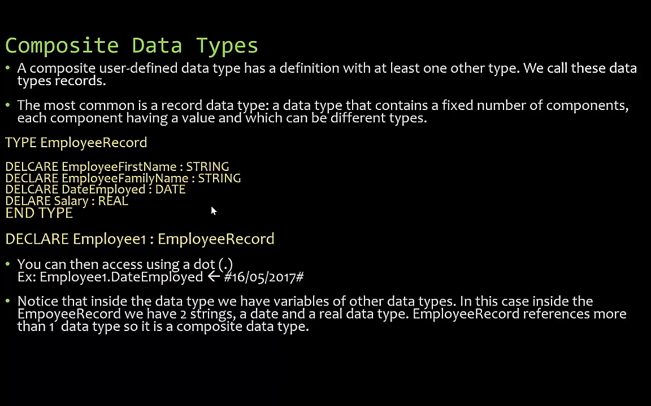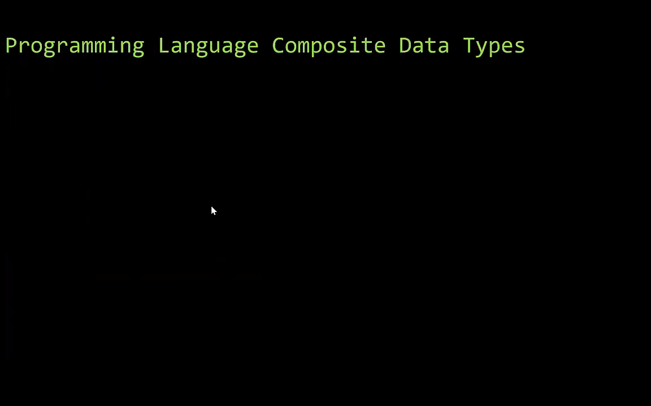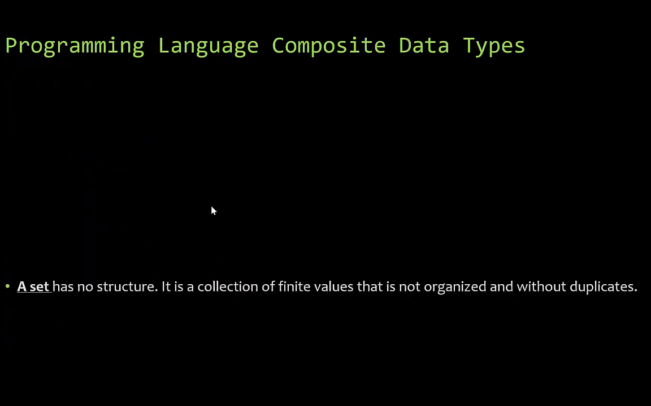Now notice that inside the data type, our employee record, we have variables of other data types. In this case, inside the employee record data type, we have 2 strings, a date, and a real data type. Employee record references more than one data type, and because it does that, it is a composite data type, and that makes it a record. Now, just on a special side note here, in VB code, we create records which are known as structures. We don't use the keyword record. Okay, so programming language and composite data types.